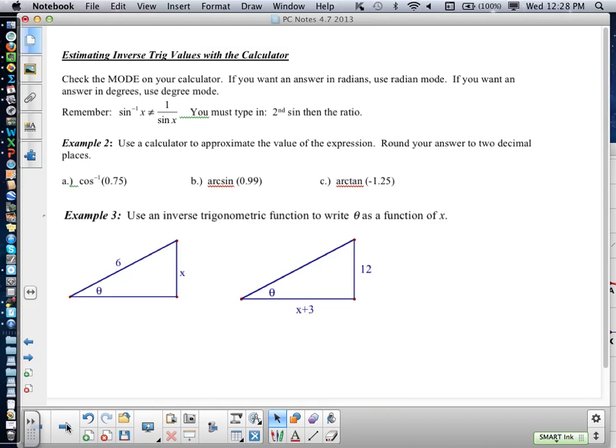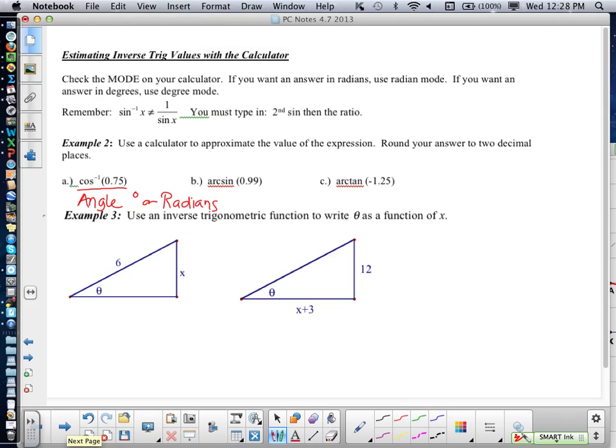This next part is just a quick little reminder that when you're evaluating arc cosine or arc sine, remember this notation means it is an angle measure. It's an angle in degrees or radians. It's a measure of an angle. This is a measure of an angle. It's an angle that has a sine of 0.99. This is a measure of an angle. It's an angle that has a tangent of negative 1.25. So if you want that angle in degree measure, put your calculator in degree mode. If you want that angle in radian measure, put your calculator in radian mode.